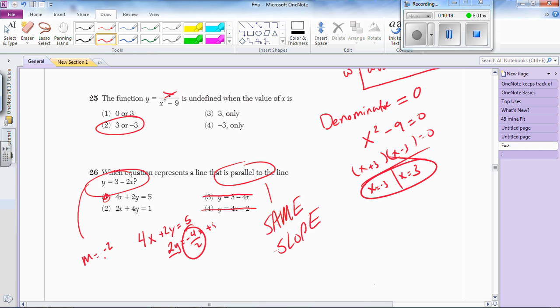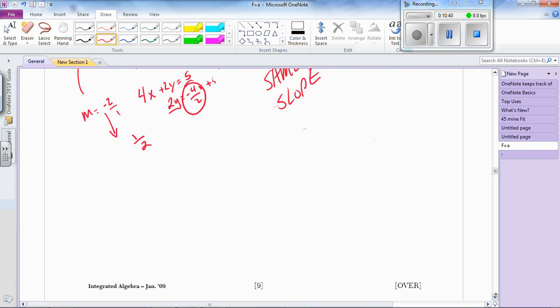And just for fun, what will be the slope of a line that would be perpendicular to this? Anybody? Anybody? Bueller? How about positive 1/2? Remember, we're going to flip this. This is negative 2 over 1 and change its sign.